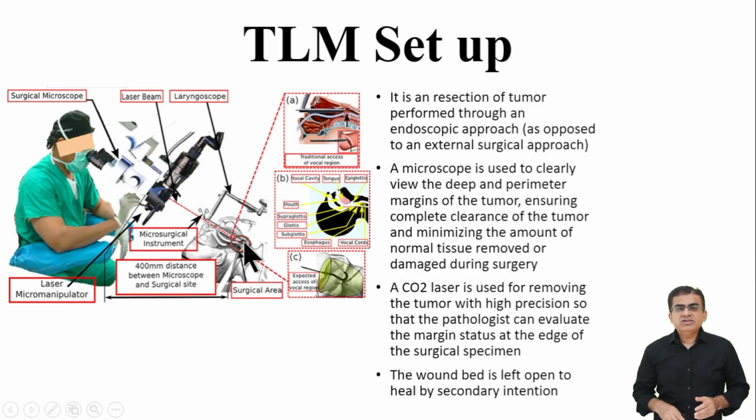We use a carbon dioxide laser for this procedure. This CO2 laser cuts the tissue with extreme precision. This precision is very important. It allows our pathologist to properly check the tumor margins under their microscope. Once the tumor is completely removed, we do not put any stitches. We leave the surgical wound completely open to heal naturally on its own over the next few weeks.